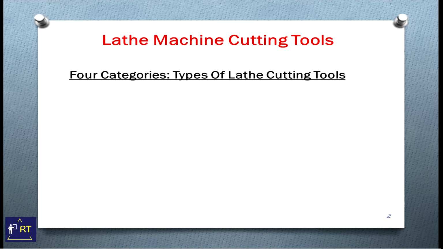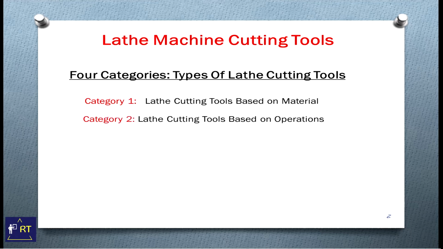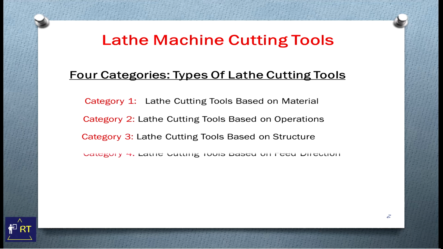Lathe machine cutting tools are divided into four categories. Category number 1, lathe machine cutting tool based on material. Category number 2, lathe machine cutting tool based on operation. Number 3 category, lathe machine cutting tool based on structure. And number 4, lathe machine cutting tool based on feed direction. That is the four categories into which lathe machine cutting tools are divided.